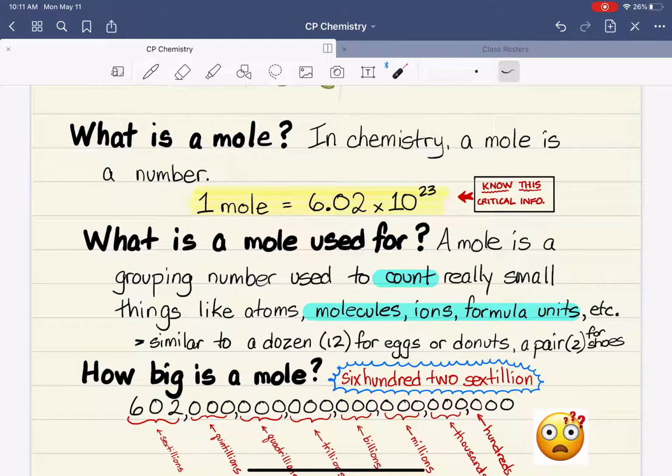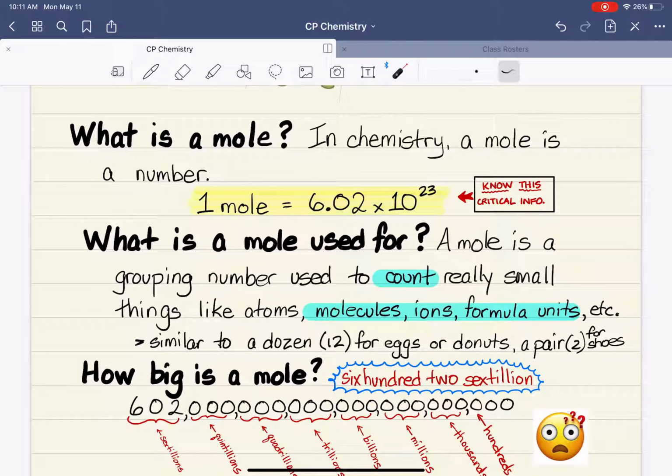And the mole is equal to 6.02 times 10 to the 23rd power. This is really important. You need to memorize that. A mole is 6.02 times 10 to the 23rd power.